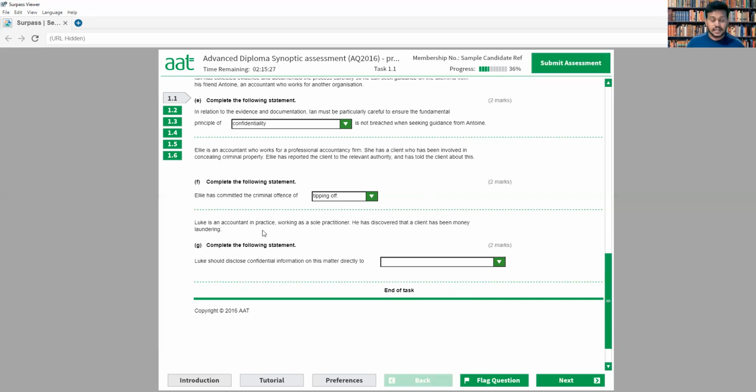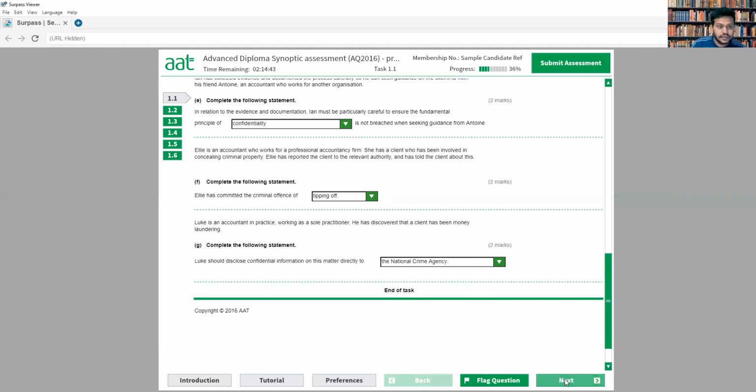But if I work in industry, if I work in an organization, then I have a lot of people to report to. Like I have an ethical committee, I have a money laundering officer. So if something is not right, I'm going to tell him. But when I'm a sole practitioner, I have no one to report to. In this case, I have to report to the NCA, National Crime Agency. Remember that. If the same question said you work in a company, that time you're not going to inform the NCA because you have people to report to. So Luke should disclose the confidential information on this matter directly to the NCA, National Crime Agency. The reason I'm going to tell the NCA is because I have no one else to tell, because I'm a sole practitioner. I work alone.